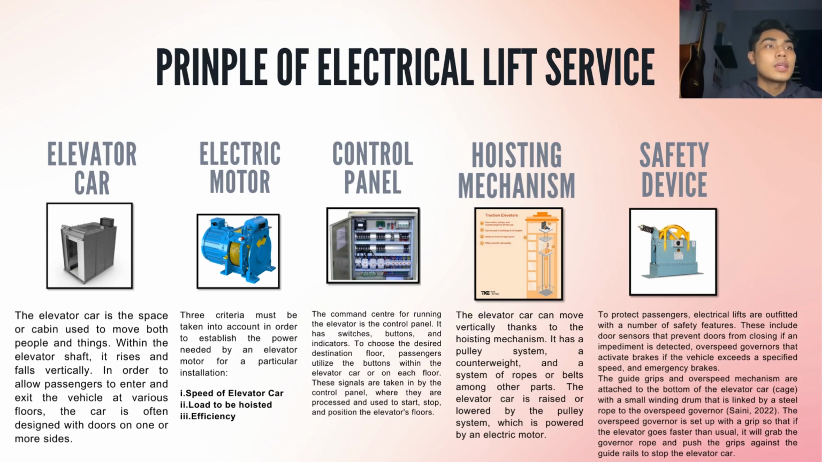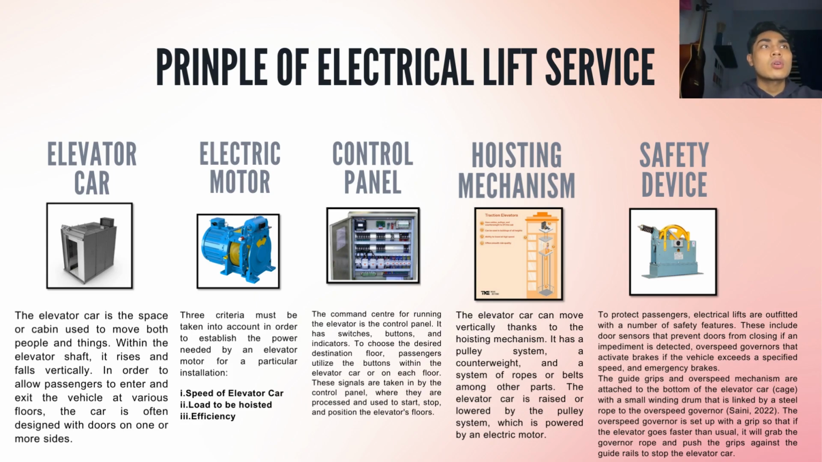So the guide grips and overspeed mechanism are attached to the bottom of the elevator car with a small winding drum that is linked by a steel rope to the overspeed governor. And then the overspeed governor is set up with a grip so that if the elevator goes faster than usual, it will grab the governor rope and push the grips against the guide rails to stop the elevator car.